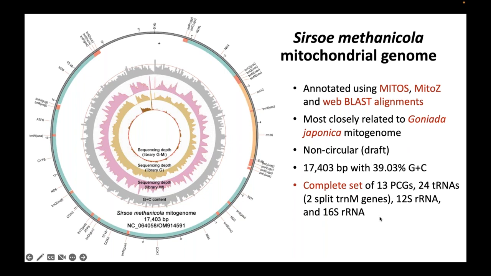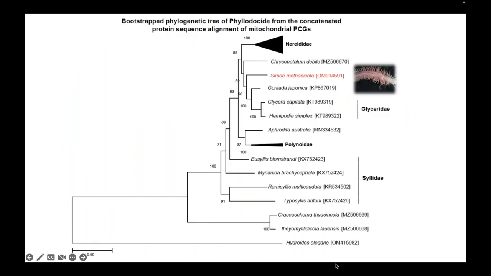So the draft mitogenome of the ice worm is 17,403 base pairs with 39.3% GC content. The ice worm mitogenome is the only mitogenome that has been sequenced so far from the Hesionidae family, so I was not able to make any comparisons of the mitogenome with other related Sirsoe species. So I constructed a phylogenetic tree to compare these mitogenomes with other members of the polychaete order Phyllodocida.